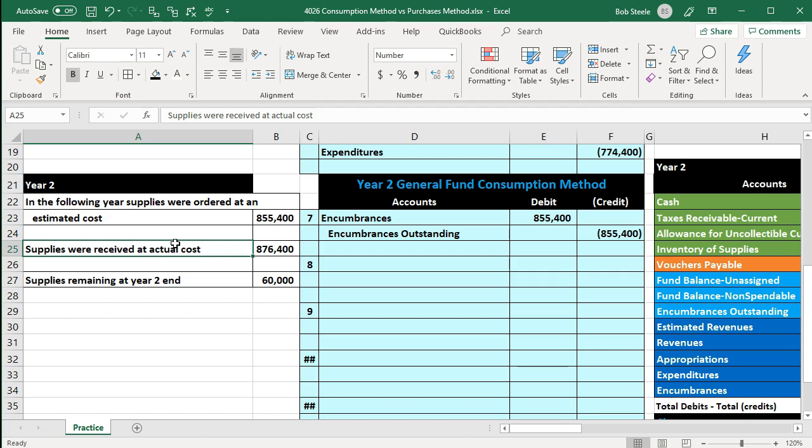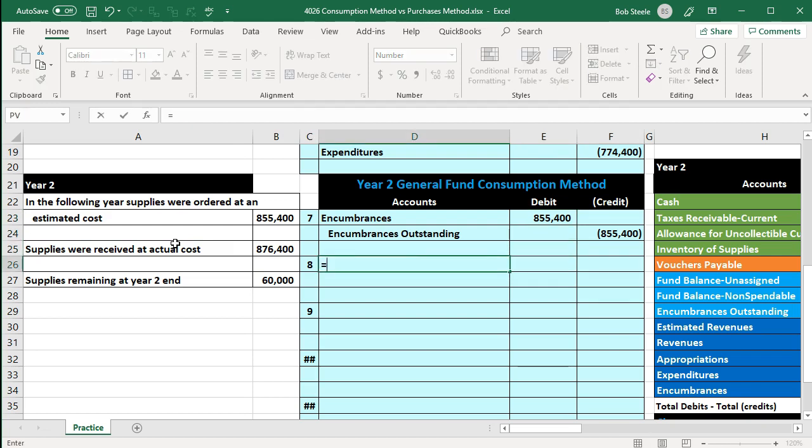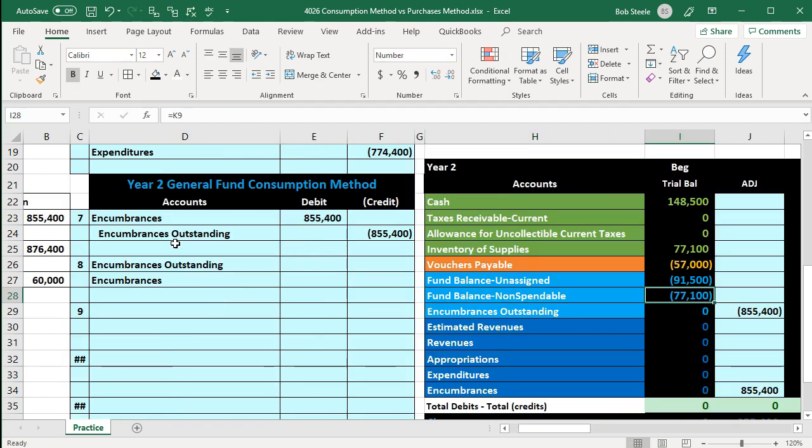But before we do that, we're going to have to reverse the encumbrance. So we're going to reverse the encumbrance exactly, just like we did in year 1, because now we got to record the actual supplies. We're recording supplies and not an expenditure because obviously we're putting it on the books as an asset here. We're going to reverse the encumbrance exactly in the same fashion as in year 1. No difference there.